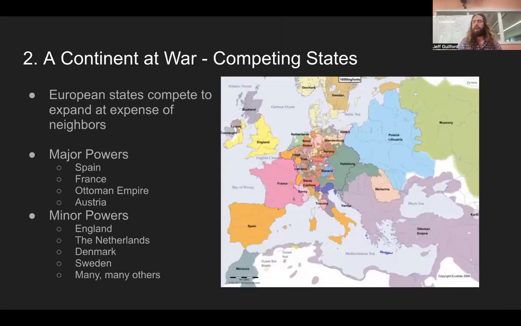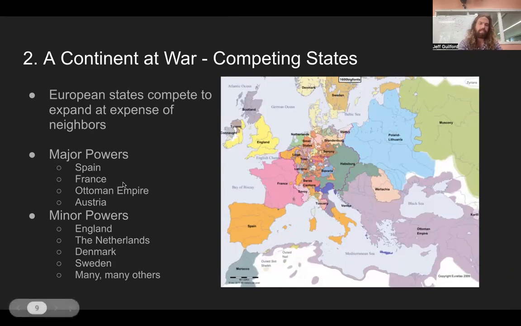So anyway, one of the big reasons that Europe is at war is because of ongoing competition between different state powers. First of all, there are 4 big powers that are all fighting with each other for dominance. We've got Spain, who is super powerful because they've taken over the New World.